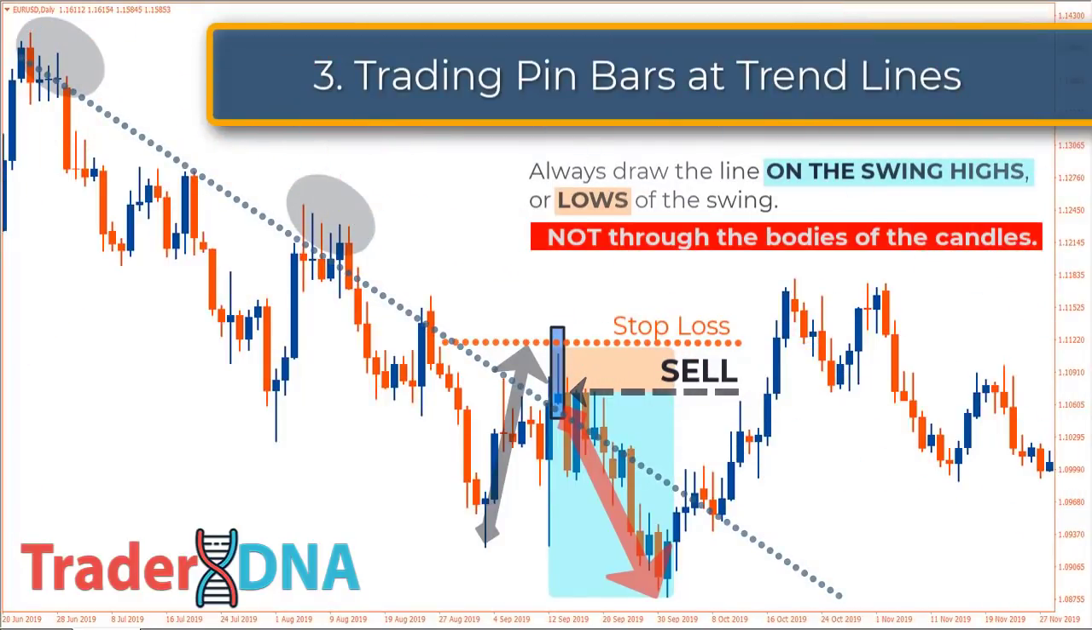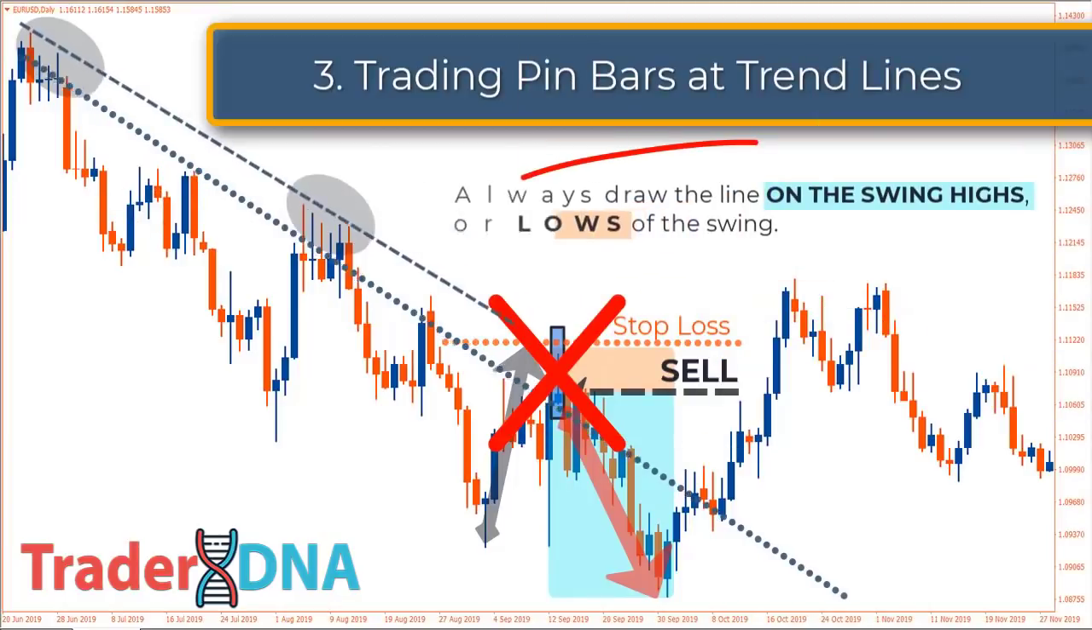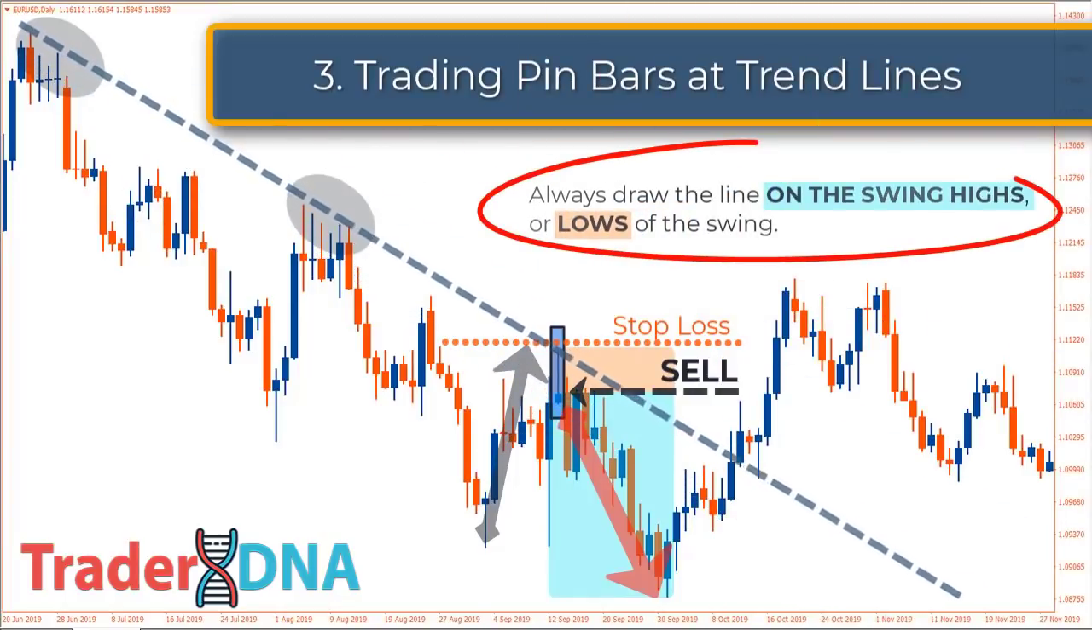Or it won't touch the line in the right place, not giving a valid entry signal if a pin bar forms. To ensure this doesn't happen, always draw the line on the swing lows or highs that make up the move. This will give you the right trend line and allow you to trade pin bars at trend lines correctly. Here are other examples of trading pin bars at trend lines.